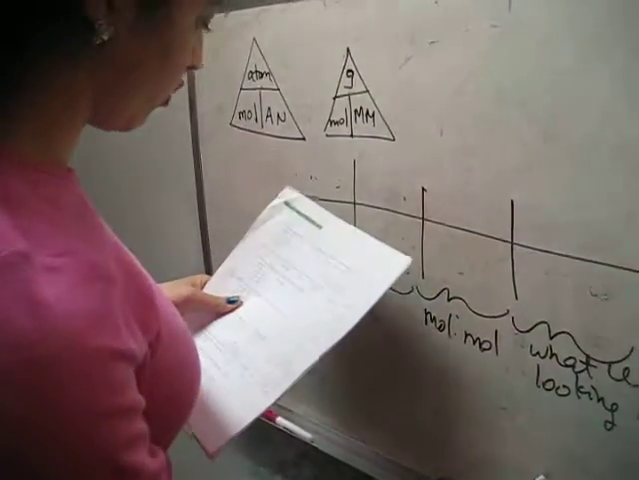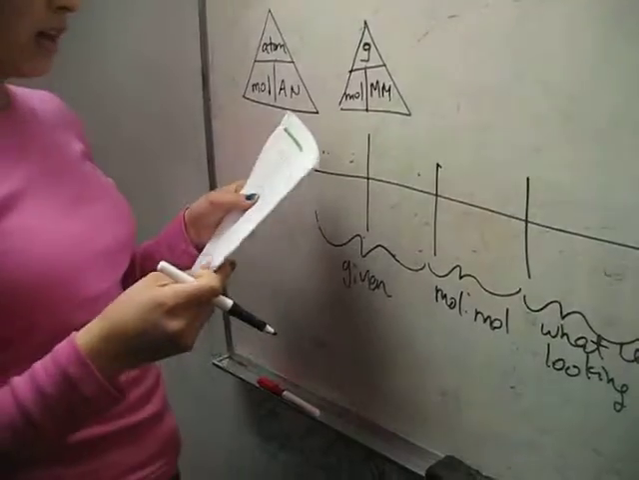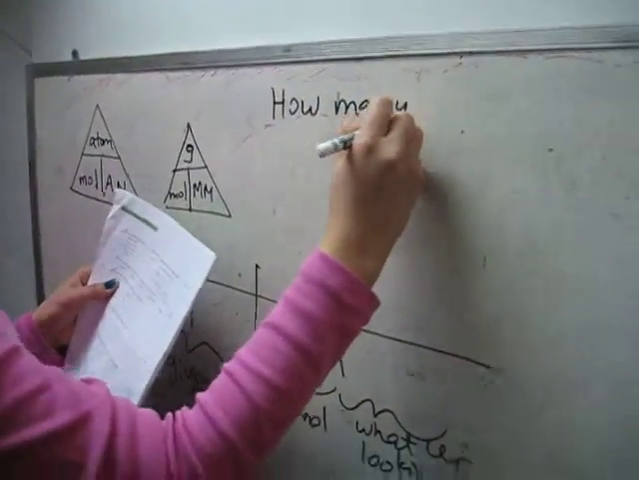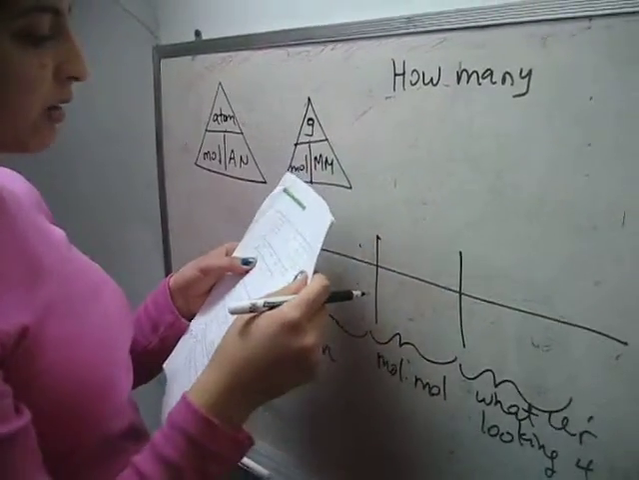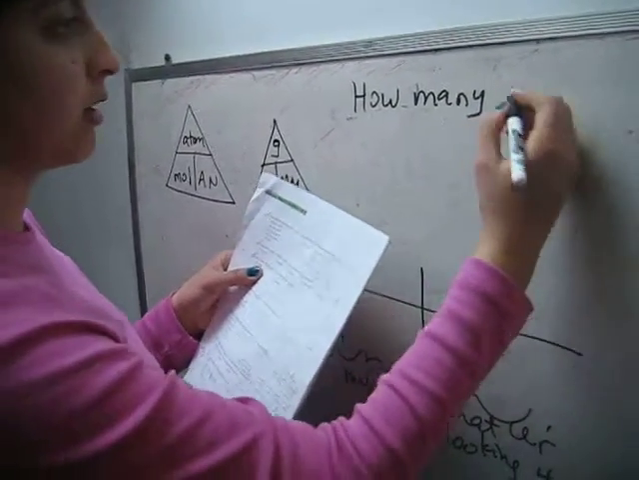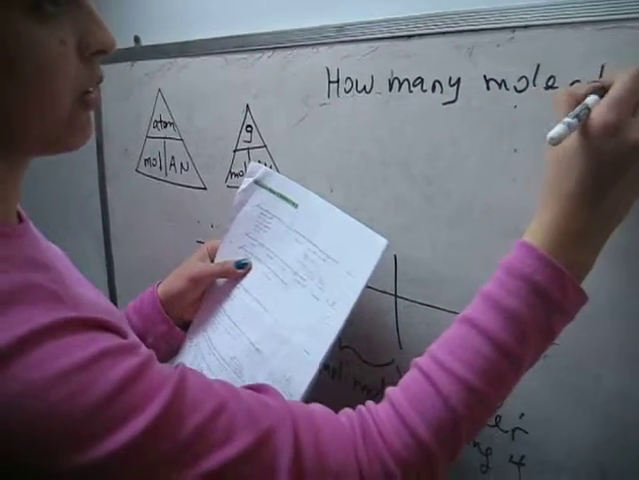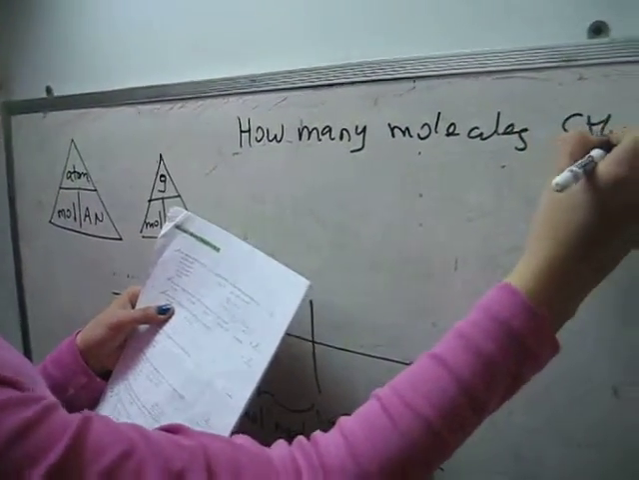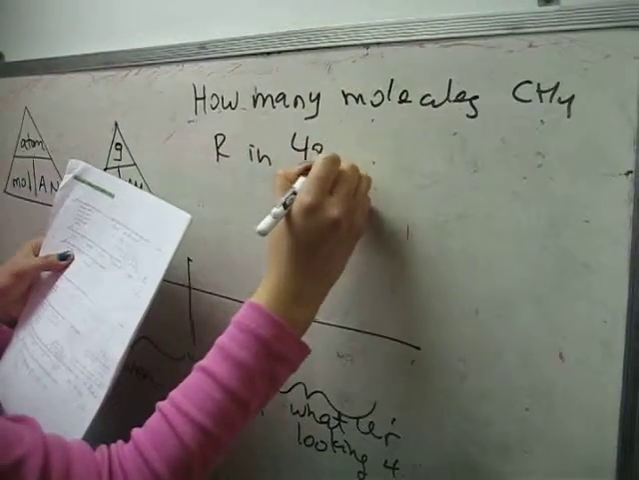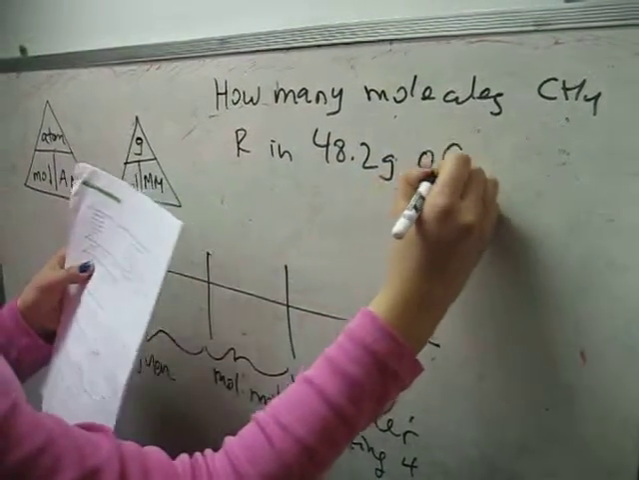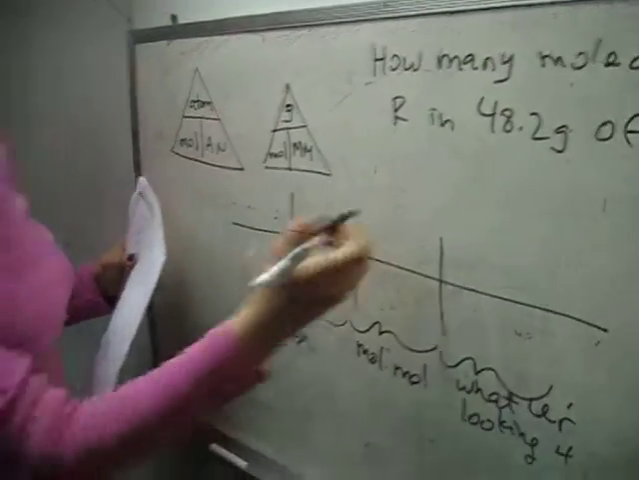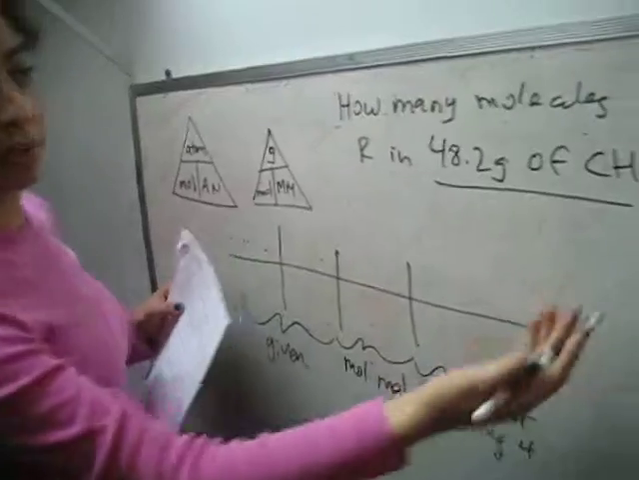Okay, next question. How many molecules, and remember molecules, atoms join to make molecules, so you can consider molecules atoms for this one. How many molecules of CH4 are in 48.2 grams of CH4? So what are we given? We're given 48.2 grams.